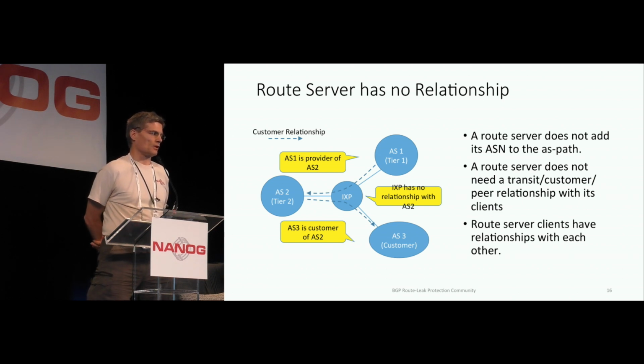Okay, this is the example about the route servers. The route servers cannot have any relationships with its clients. You see here, AS1 is a provider to AS2, but AS3 is a customer of AS2. So for that to occur, there is no possible relationship that AS2 can have with the IXP in order to make those other relationships work.